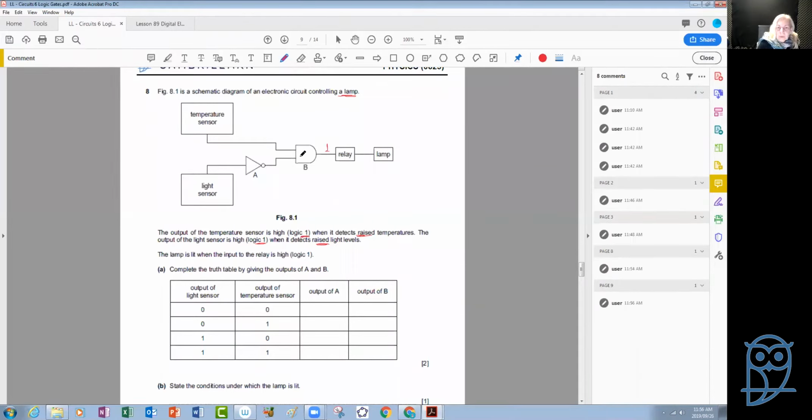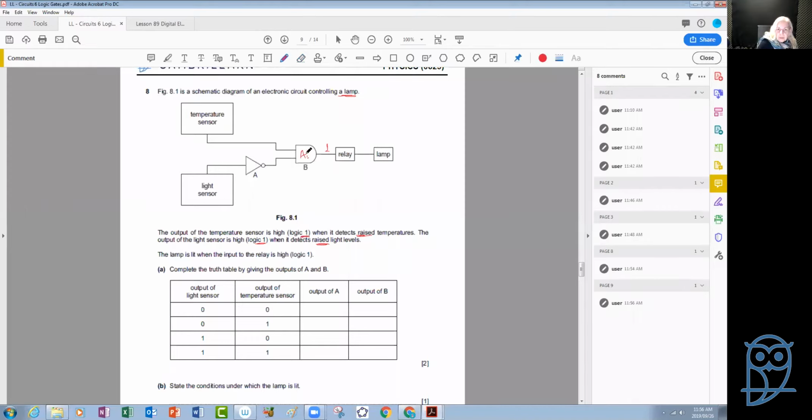So there we have it. Complete the truth table by giving the outputs of A and B, the output of A and the output of B. All right, so this is an AND gate. How do you spell AND?